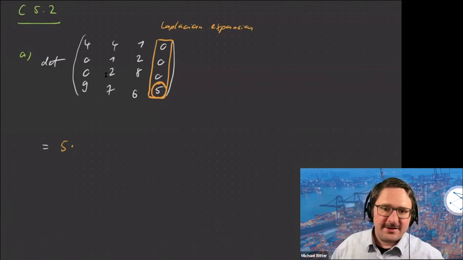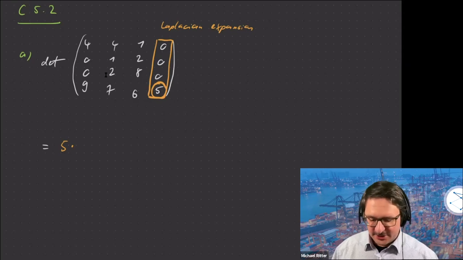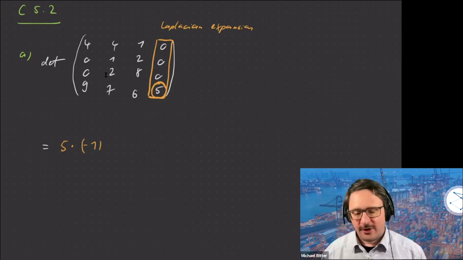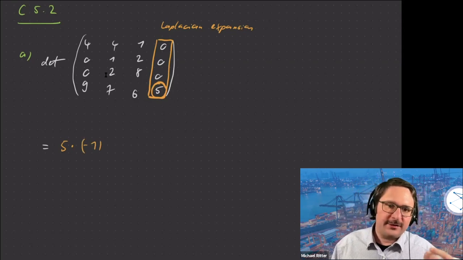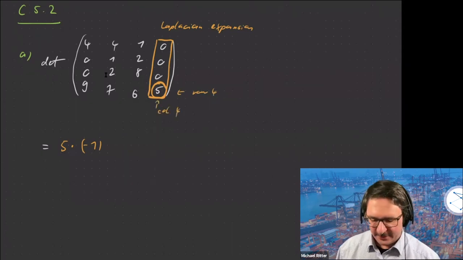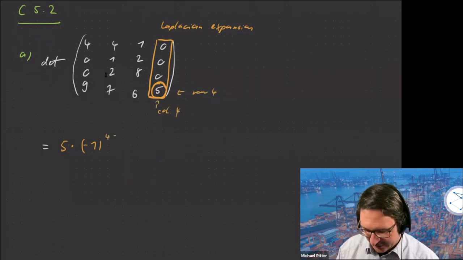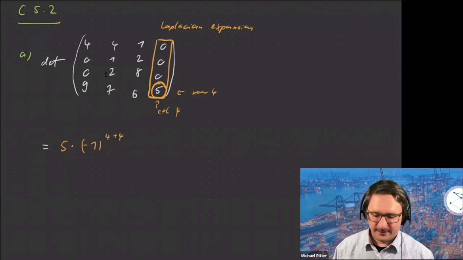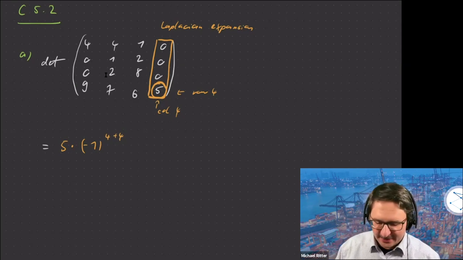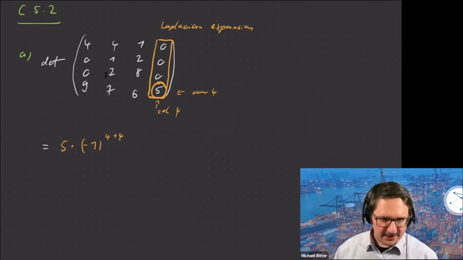Next factor is the sign. That sign changes, and you can always get that sign by computing -1 to the power of current row plus current column. So in this case, this is row 4 and column 4. So we get -1 to the power of 4 plus 4. So that way you don't have to count anything in the matrix. You just take the row and the column and you get your sign right.